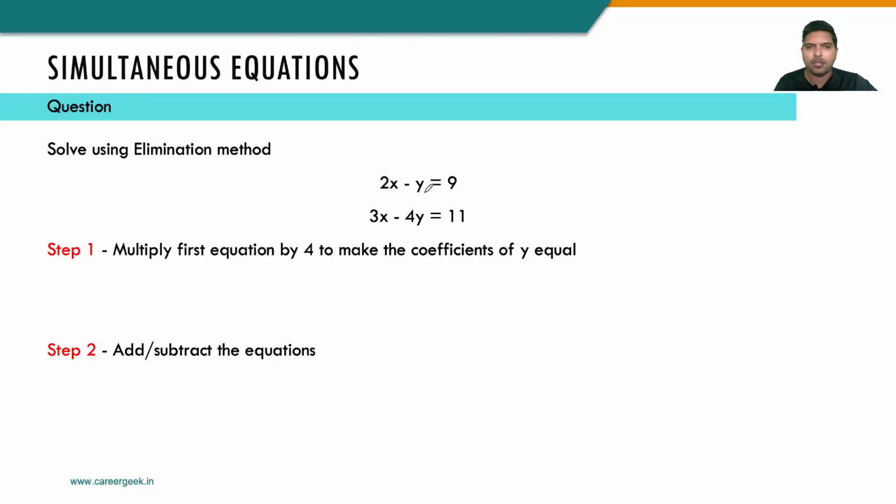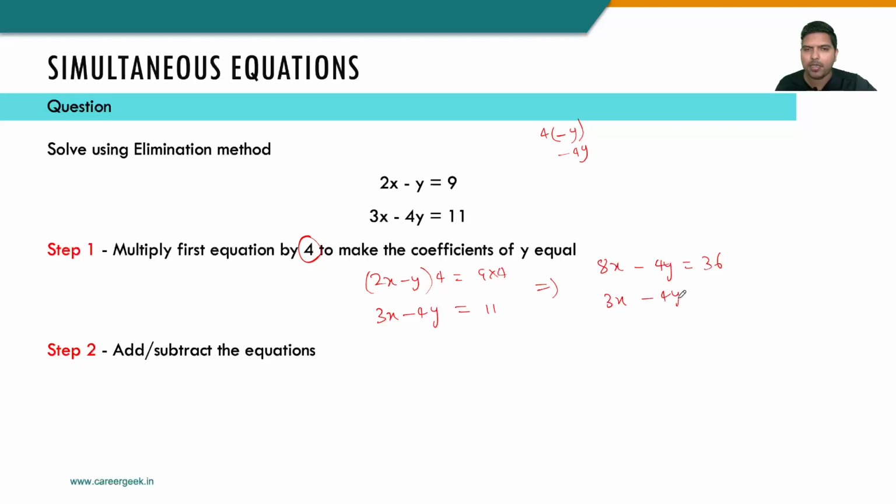Okay, here none of the coefficients are equal. So what I'll do is, I'll multiply the first equation by 4 because I have negative y and negative 4y. So if I multiply this by 4, I know I get the same coefficients. So what I'm doing is multiplying both sides by 4 and keeping the other the same. So it becomes 8x minus 4y is equal to 36.